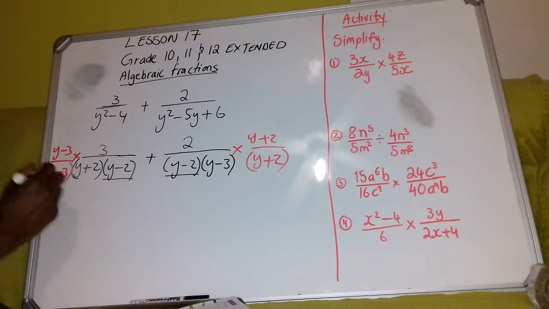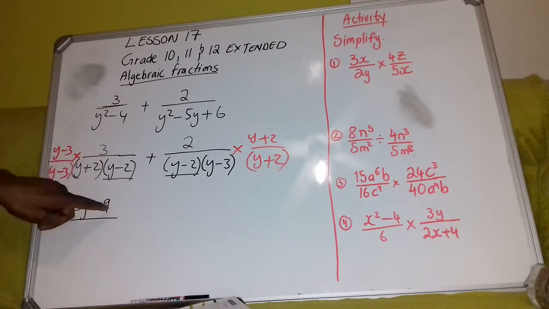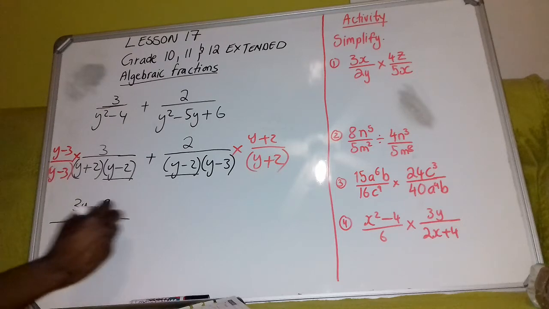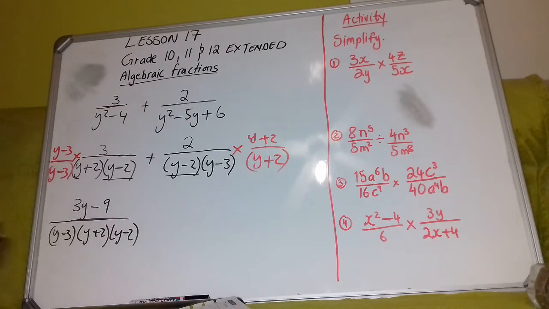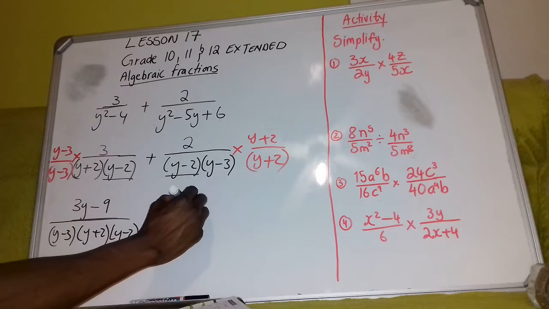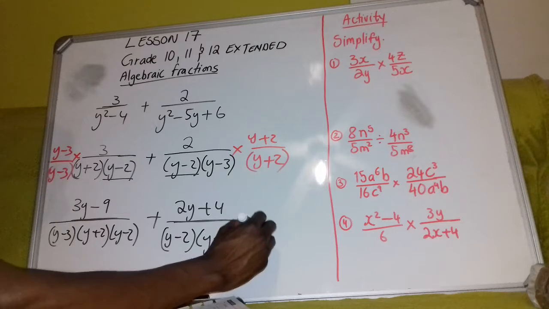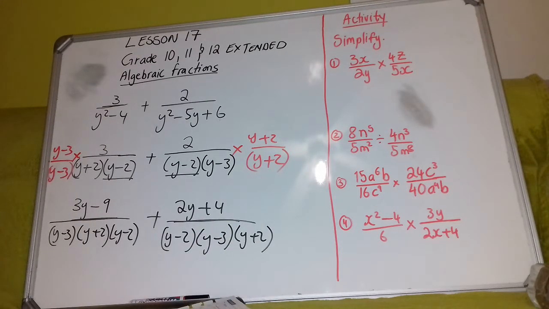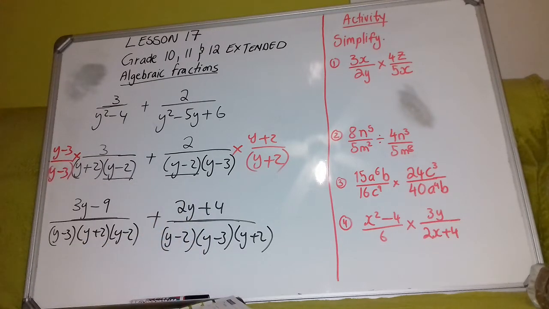denominators by denominators. So this one will be 3y minus 9. So these times that will give me 3y minus 9, and this one will be y minus 3, y plus 2, y minus 2. And then here I'll have 2y plus 4 over y minus 2, y minus 3, y plus 2. So now as you can see, my denominators are the same. What I need to do is just concentrate on the numerators. So I should just collect the like terms. And we are lucky this sign is positive. We don't have to put brackets around the second numerator.